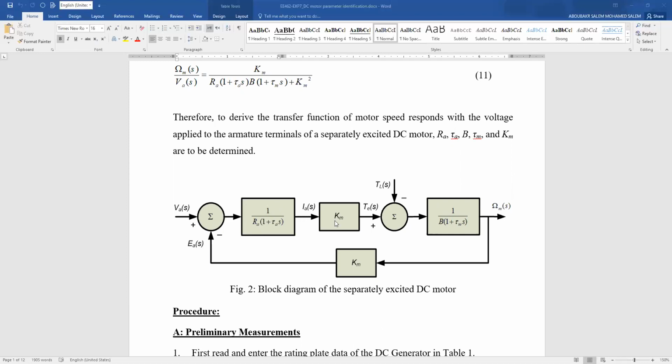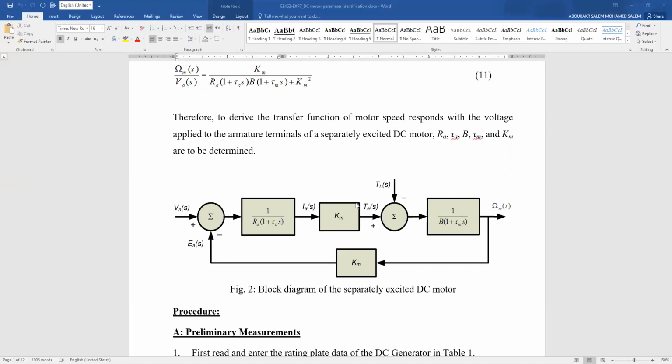When you multiply current by the motor constant, you will get the electrical torque, and you know the relation: electric torque minus load torque equals J dω/dt plus Bω, and so on. So this is the part which represents the mechanical model, and this is again the speed of the DC motor. This block diagram, as we described in our lectures, represents the electromechanical model of the separately excited DC motor.